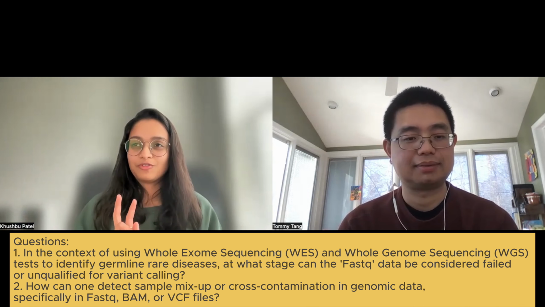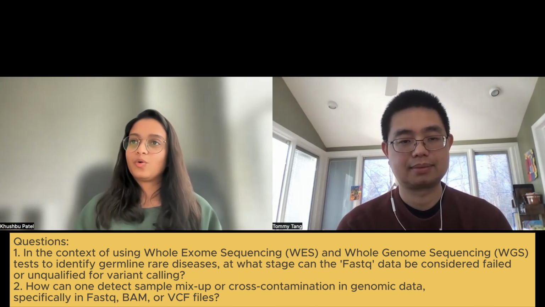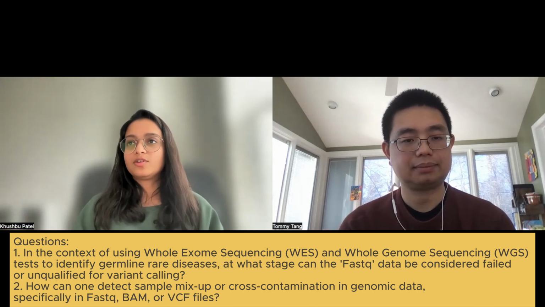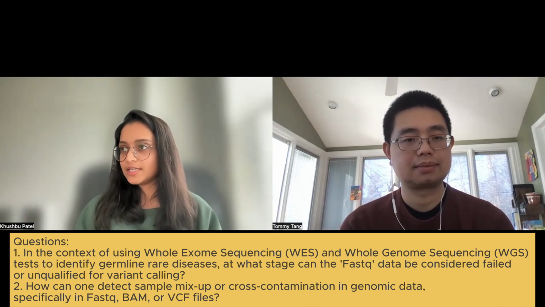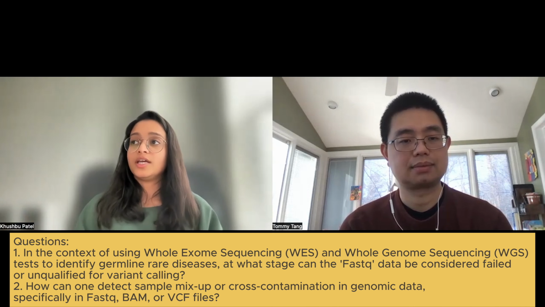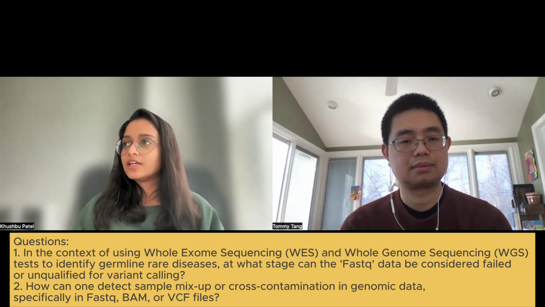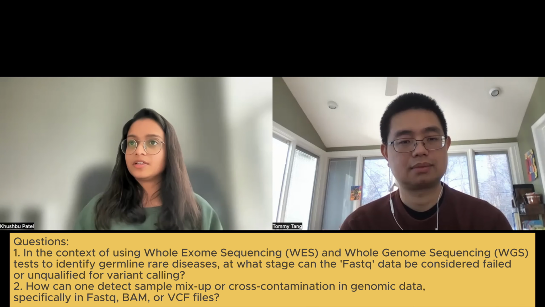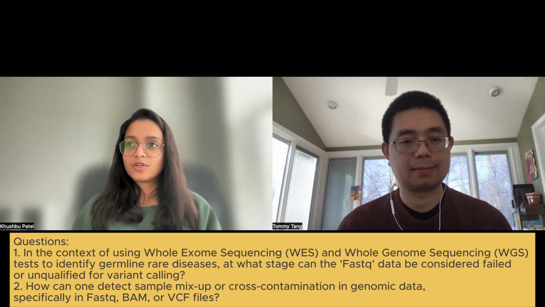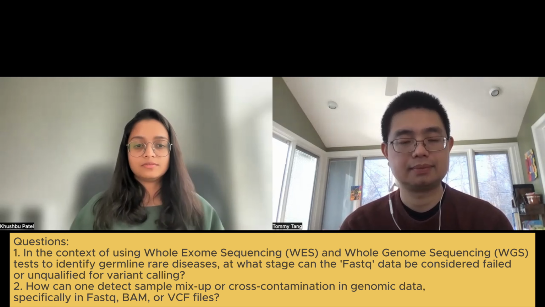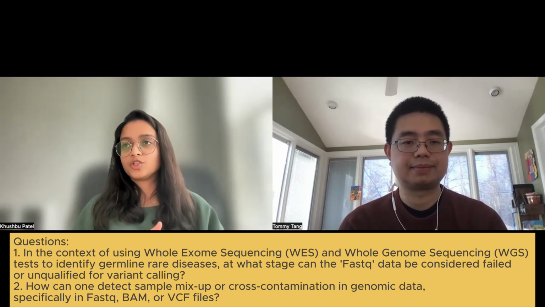So next question, we have grouped two questions together. The first question is, in the context of using whole exome sequencing and whole genome sequencing tests to identify germline rare diseases, at what stage can the FASTQ data be considered failed or unqualified for variant calling? And I think we can answer this question first, and then we can go on to the next part of the next question, which is the next part of this.